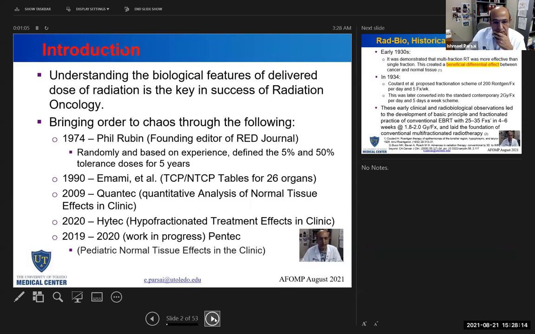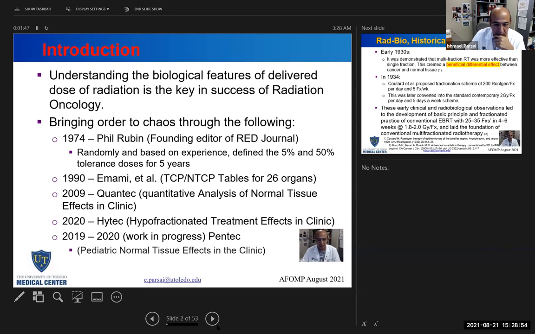So, understanding the biological features of delivered radiation dose is key to success in radiation oncology. For many years, the field of radiation oncology was truly missing data or guidelines for levels of radiation dose to the organs at risk, or even to the tumors for proper control. The following keystone publications I have listed here brought some order to this chaos, if you will.